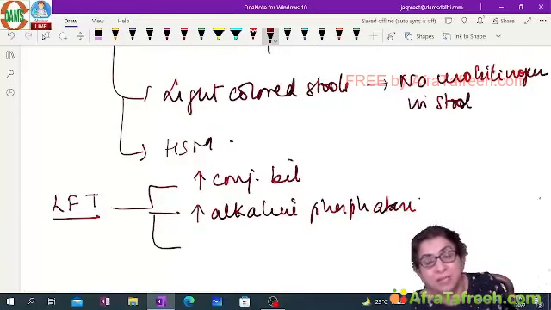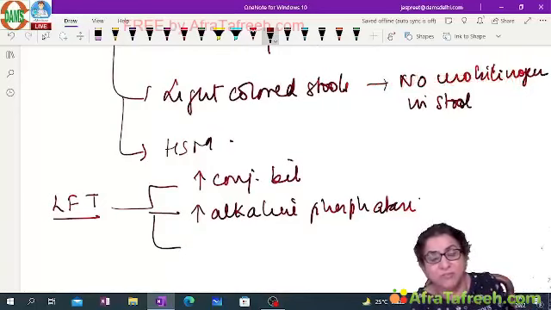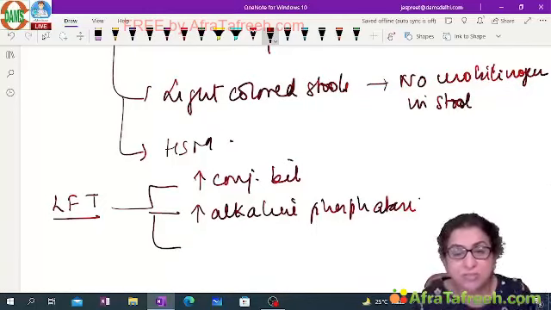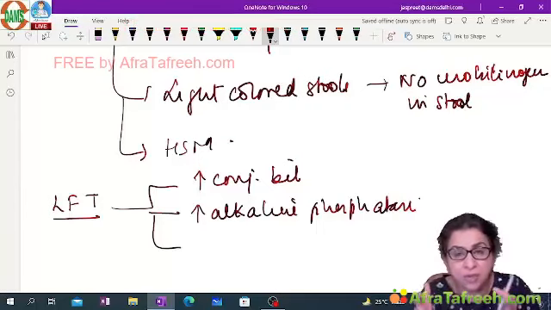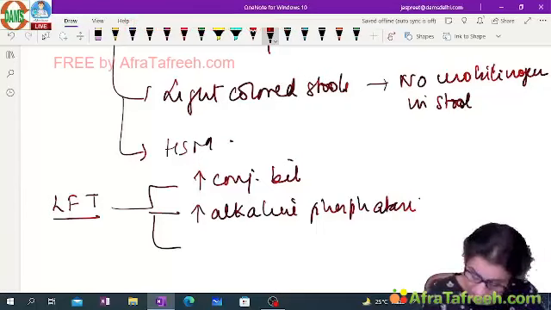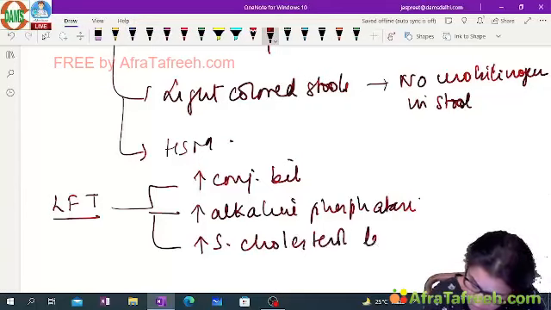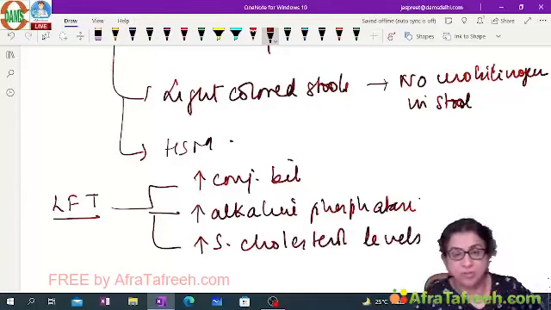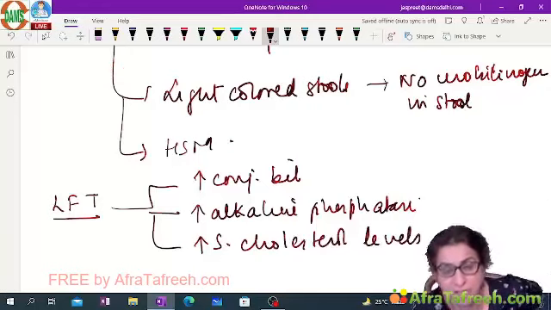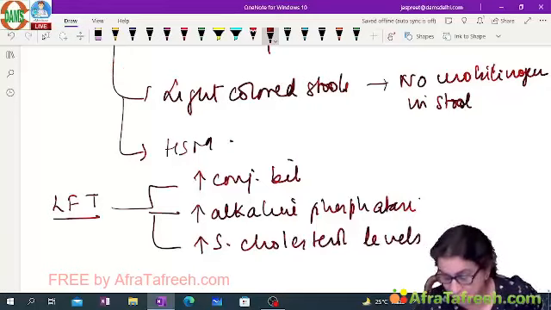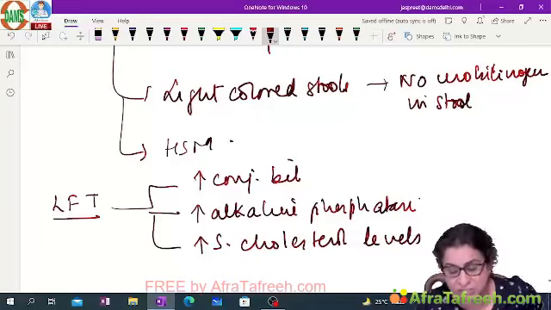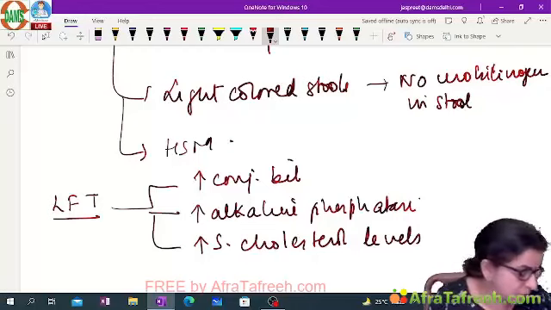And three, since there is obstruction to the flow of bile, cholesterol is also excreted via bile and passes through the intestines into the stool. Now since there is obstruction to the flow of bile, there are increased serum cholesterol levels also. So in obstructive jaundice produced by biliary tract disease, conjugated bilirubin levels will rise, alkaline phosphatase, an enzyme that comes out of the bile ducts, also rises, and serum cholesterol also rises. So we see these features.